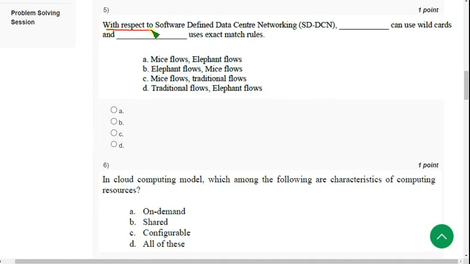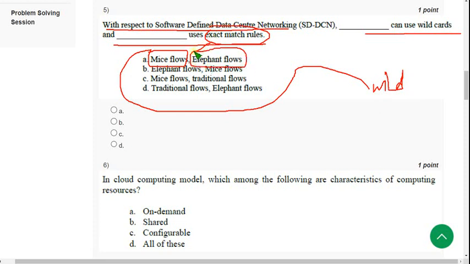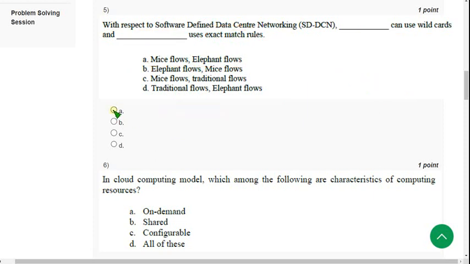With respect to software defined data center networking, dash can use wildcards and dash uses exact match rules. So when you get the term wildcard, you should remember that it is related to mice flows, and when you see the exact match rules word, it should be elephant flows. So mark option A. Mice flows, elephant flows is the answer. Option A. So let's move on to the sixth question now.